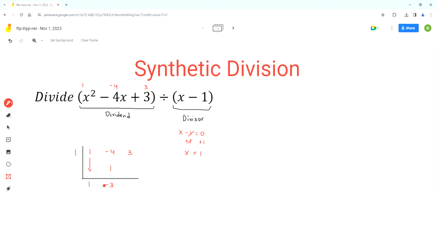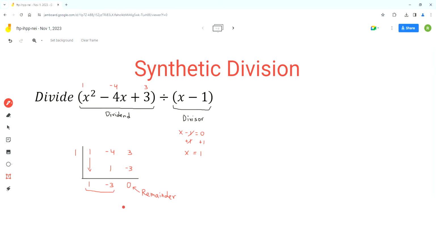And now we multiply this 1 by negative 3. We get negative 3. We put this under the 3. Now we add the numbers in the column. So we get 0. So this is the end of this synthetic division. In this case, the 0 here represents the remainder. And the quotient is represented by these first two numbers.